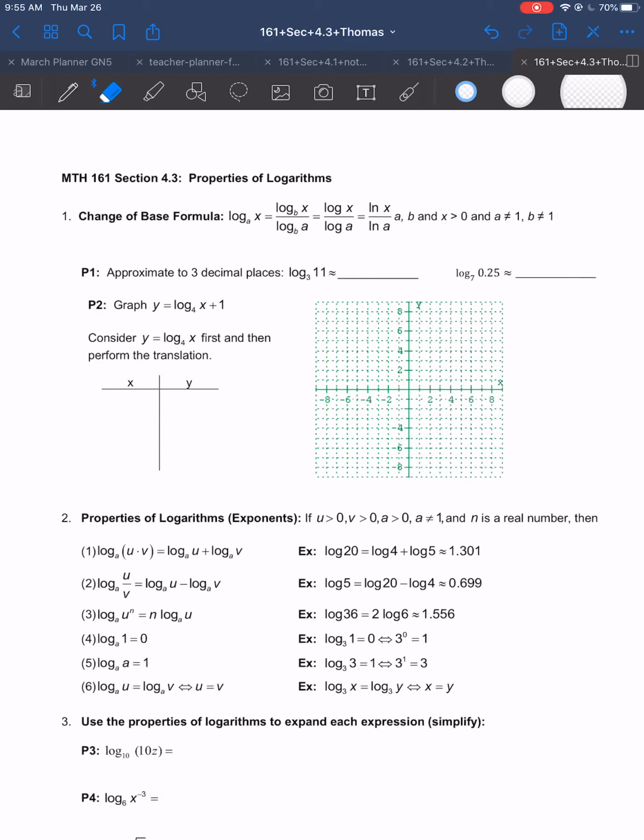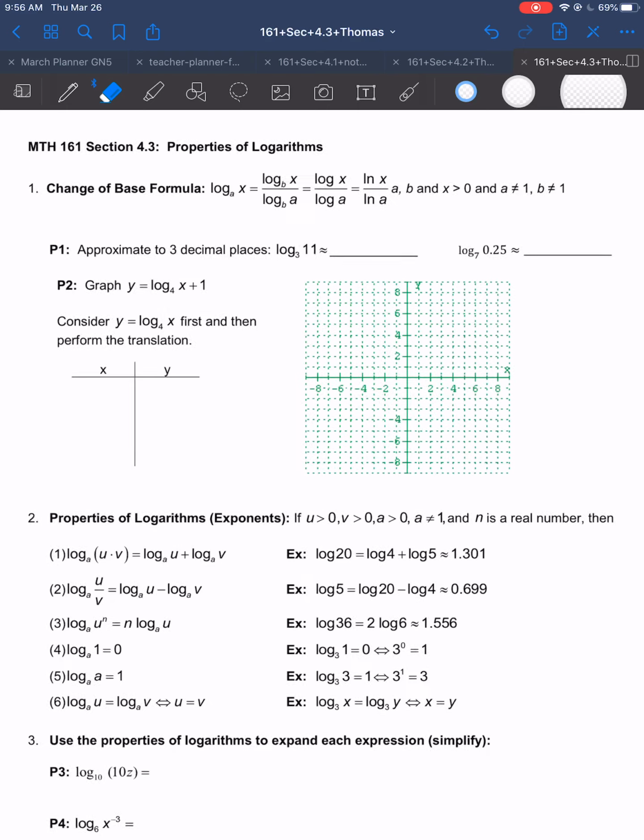In this video, we're going to talk about section 4.3, which is properties of logarithms. Our first formula is the change of base formula. If you have log base a of x and you want to find the approximate value of it because it's not easy to find, you can take log of x and divide it by log of a, and you can approximate that to about 3 or 4 decimal places.